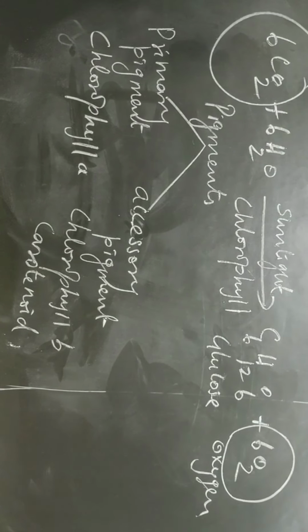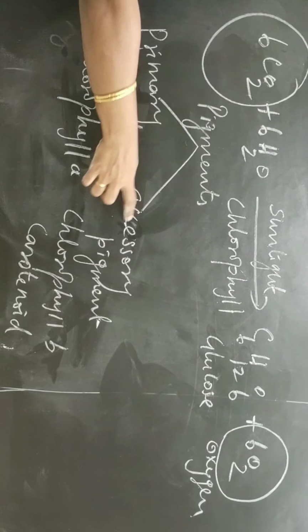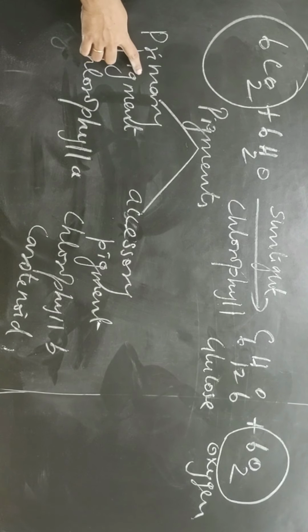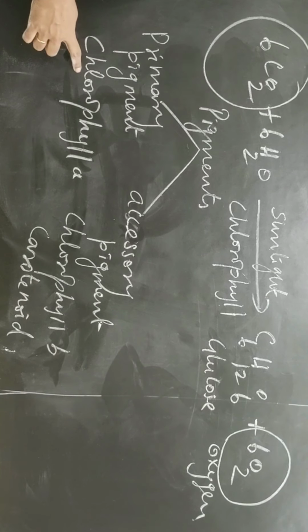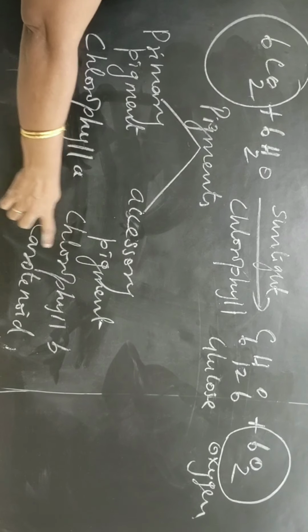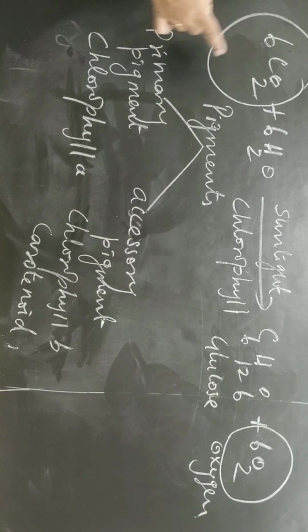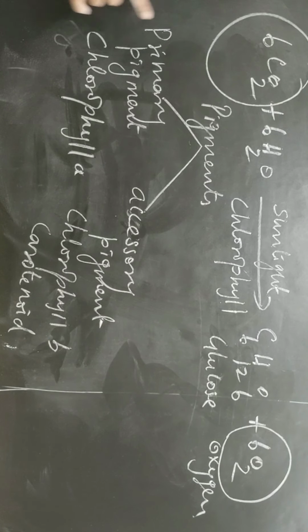Listen children, the pigments are of two classes, primary pigment and accessory pigment. Example for primary pigment, chlorophyll A. Example for accessory pigment, chlorophyll B and carotenoid. You will study about these pigments in your higher classes.